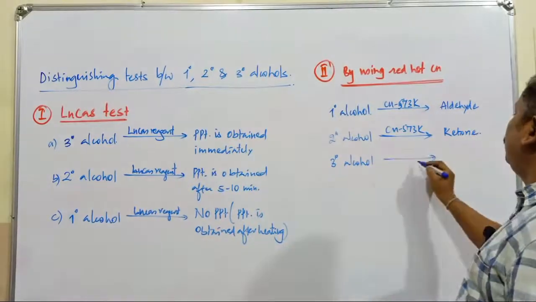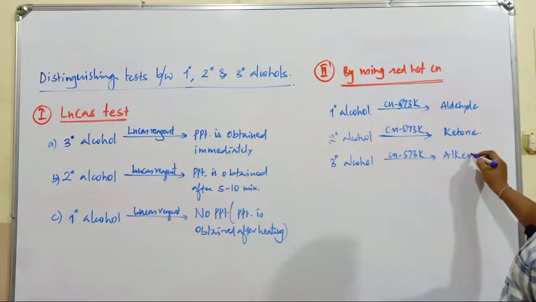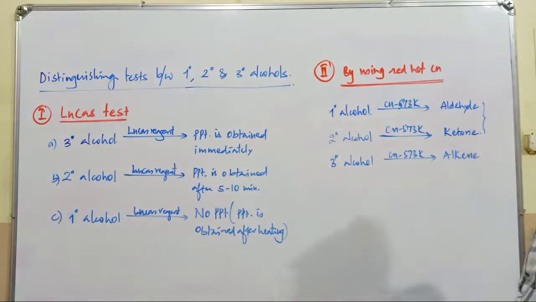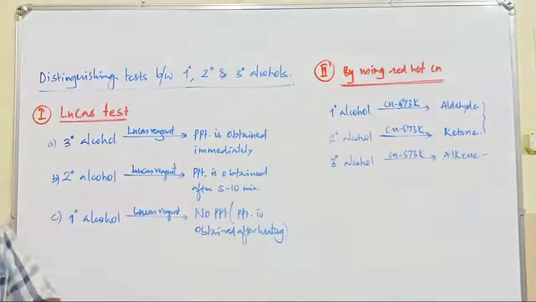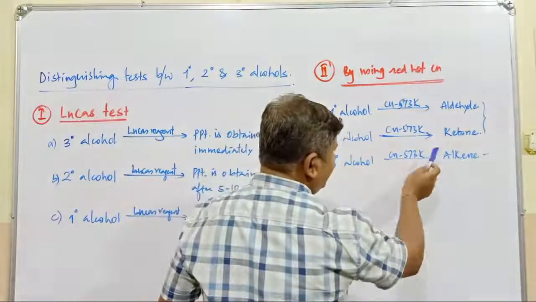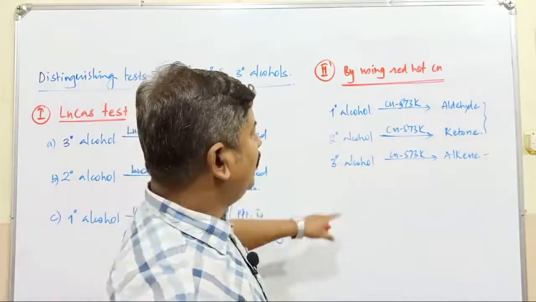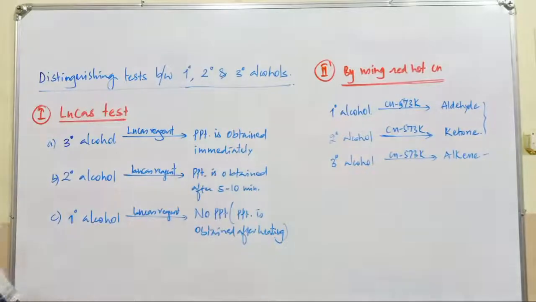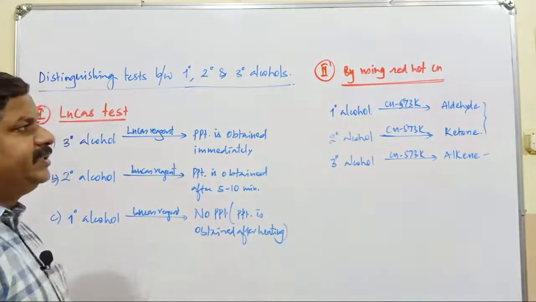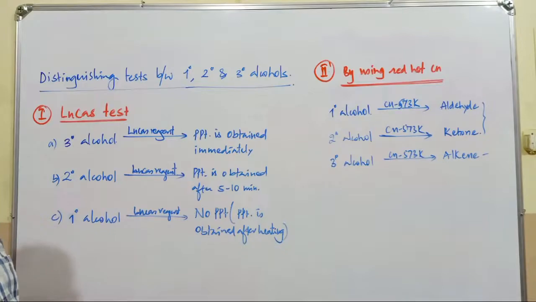If it is a tertiary alcohol, what is the observation, students? If it is a tertiary alcohol, then the compound obtained is going to be what? An alkene. These two reactions are dehydrogenation. This reaction is called what? Dehydration of alcohol. If an alkene is produced after passing over copper at 573, then it is very clear the given alcohol is a tertiary alcohol. If a ketone is obtained, secondary alcohol, and if an aldehyde is obtained, it is going to be which one? Primary alcoholic compound. So this is the second test for distinguishing between primary, secondary and tertiary alcoholic compounds.